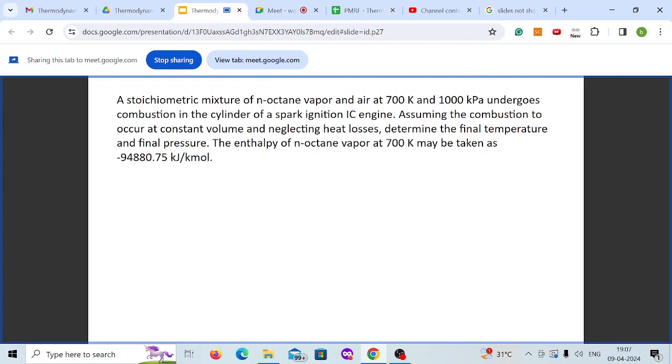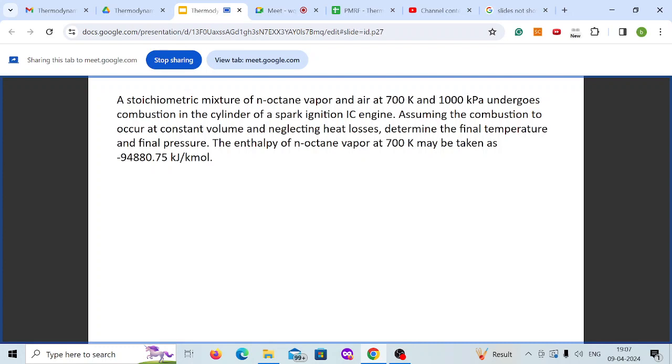So the next question is: a stoichiometric mixture of N-octane vapor and air at 700 Kelvin and 1000 kilopascal undergoes combustion in the cylinder of a spark ignition IC engine. Assuming the combustion to occur at constant volume and neglecting heat loss, determine the final temperature and final pressure. The enthalpy of N-octane vapor at 700 Kelvin may be taken as minus 94,880.75 kilojoule per kilomole.